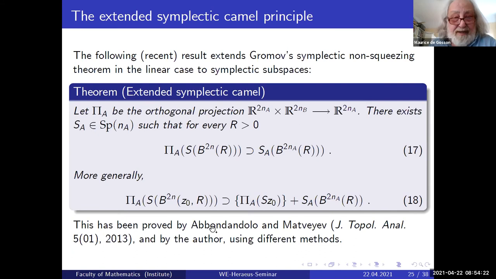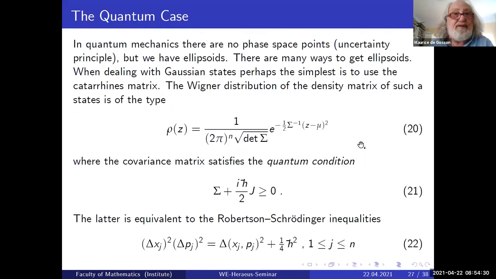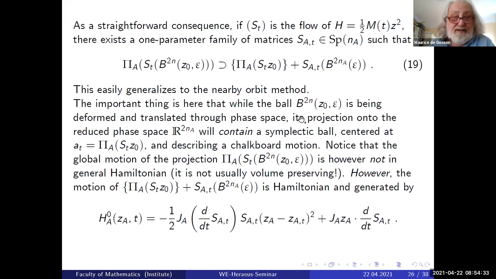This has been proved by Abbondandolo and Matveyev, and by me using different methods. What does this have to do with what we do here? It has to do simply with the fact that we can generalize formula 19 for a linear flow to the nearby orbit method. I will not have time to go into the details, but this inclusion allows you to study the evolution of entropy, for instance, in a subsystem. And also in the quantum case, to study the mixedness of the partial quantum system and all that.